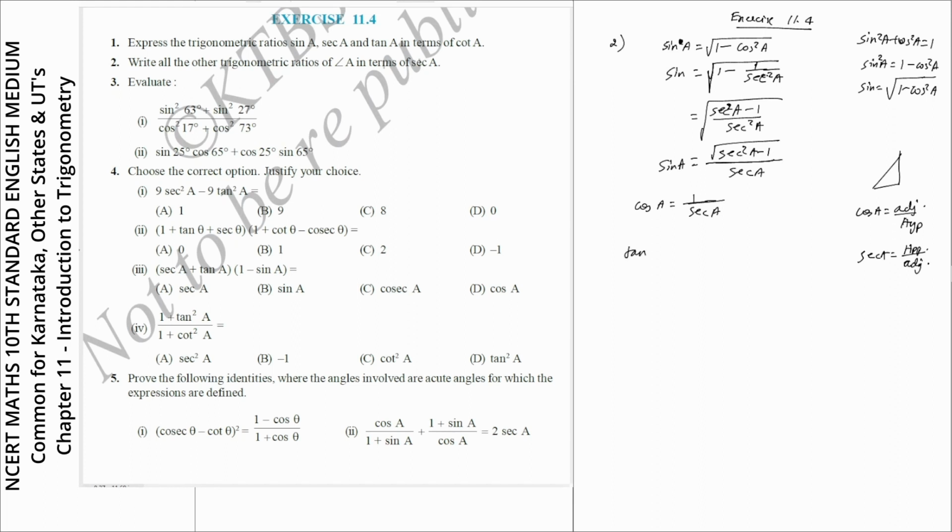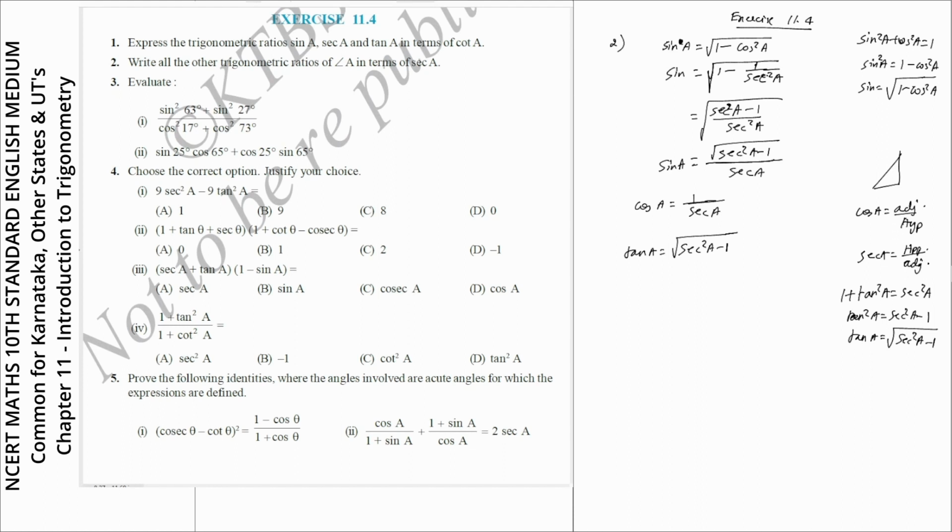Next, tan A. Tan A is equal to square root of secant square A minus 1. How? Because there is an identity. What is the identity? 1 plus tan square A is equal to secant square A. So therefore, if I bring 1 to the right hand side and simplify, I will get tan square A is equal to secant square A minus 1. Therefore tan A is equal to square root of secant square A minus 1.